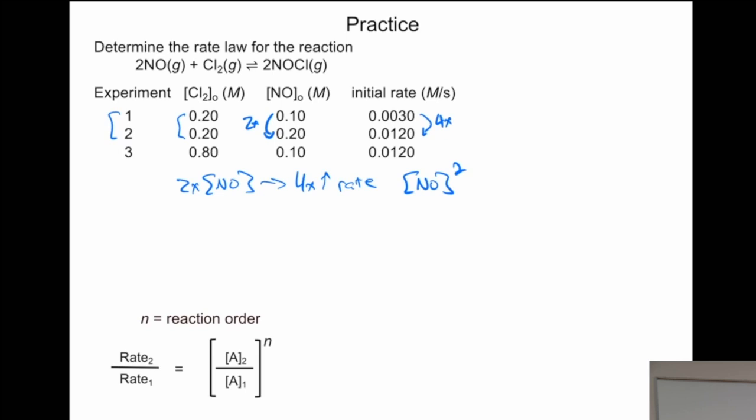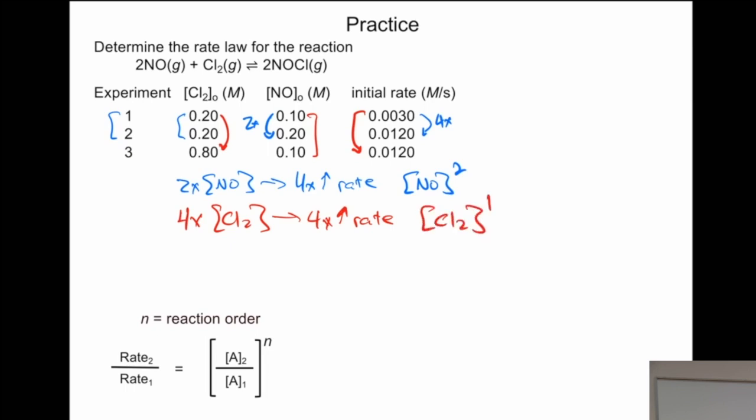All right, now let's look for the other one. The other one we need, now NO is constant, so that's these two. So what's the change there? Oh, looky there. It's fourfold again. All right? But that doesn't tell you anything yet. All that tells you is that when we increase the chlorine concentration by fourfold, what's happening to the rate? The rate's also going up fourfold. So what is the reaction order with respect to chlorine? It's first order, okay?